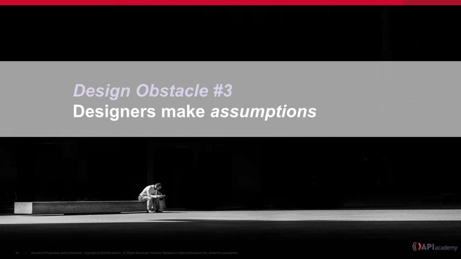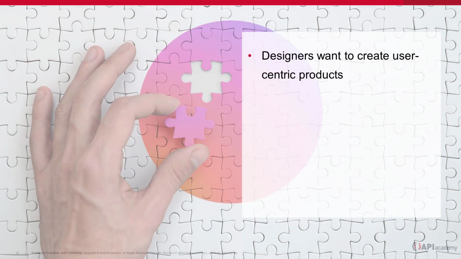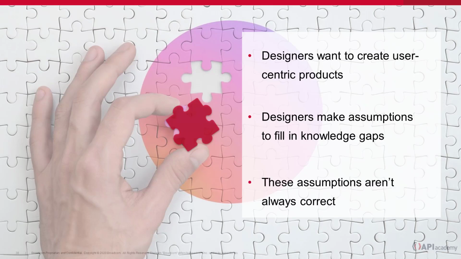The next obstacle is assumptions. Similar to the bias obstacle, this issue arises from the information asymmetry between the user and the designer. The crux to this obstacle is the following. Ideally, designers want to create user-centric products. When there exists a knowledge gap, designers will make assumptions to fill in that gap. Unfortunately, these assumptions aren't always correct.